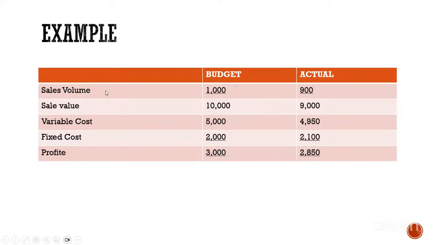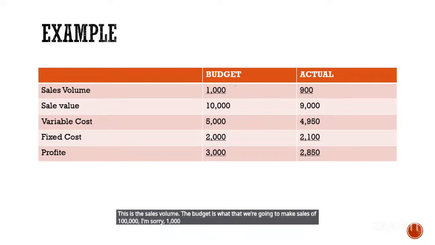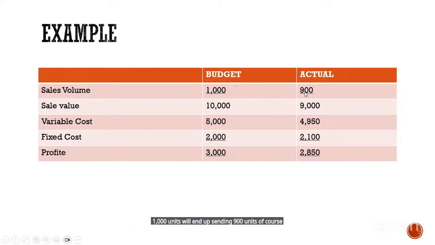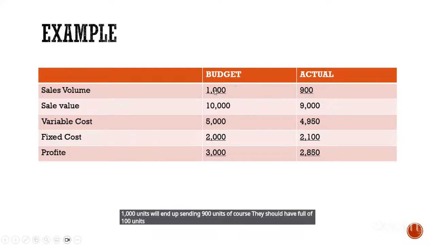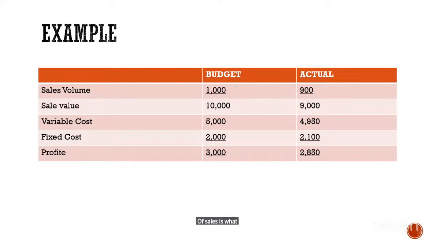Look at this example. This is the sales volume. The budget is that we're going to make sales of 1,000 units, and then in the actual, we got only 900. This is not favorable because we budgeted to sell 1,000 units, but we ended up selling 900 units. Of course, the shortfall is 100 units. This is not favorable because sales is revenue, and when there's a fall in revenue, it is unfavorable to the business.